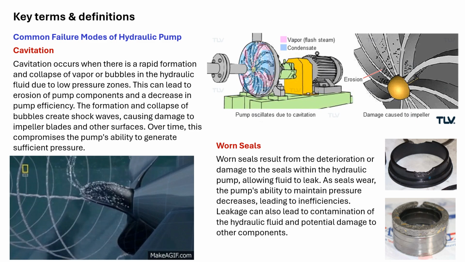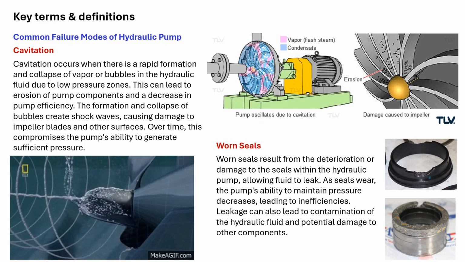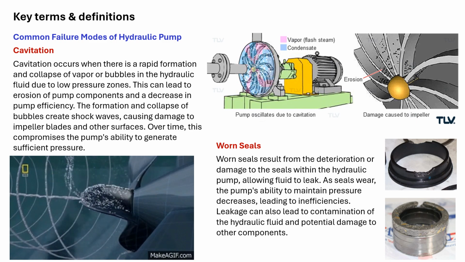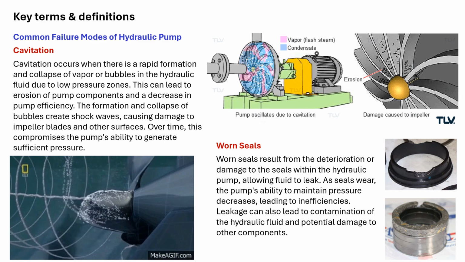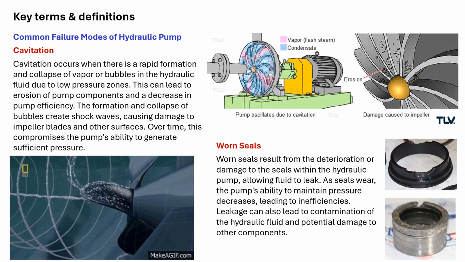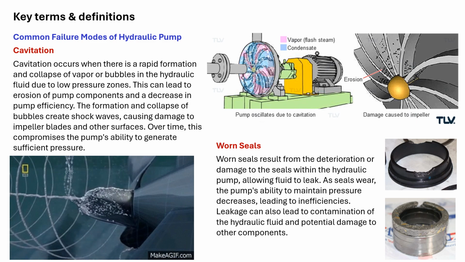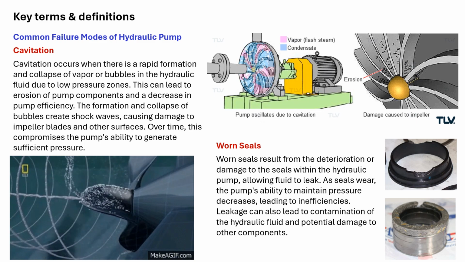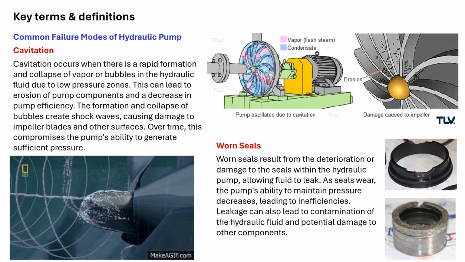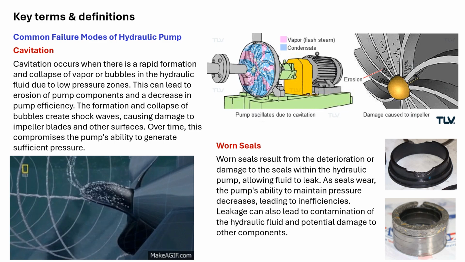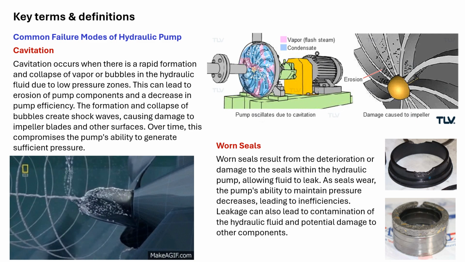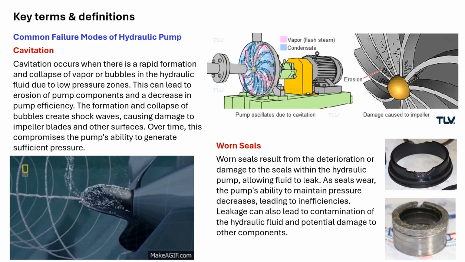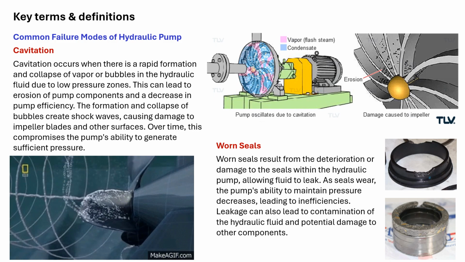Next up is worn seals. This occurs when the seals within the hydraulic pump deteriorate or sustain damage, allowing fluid to leak. As seals wear, the pump's ability to maintain pressure decreases, leading to inefficiencies. Additionally, fluid leakage can contaminate the hydraulic fluid and potentially damage other components. Understanding these failure modes provides crucial insights as we work towards developing a comprehensive classification model for pump condition monitoring.